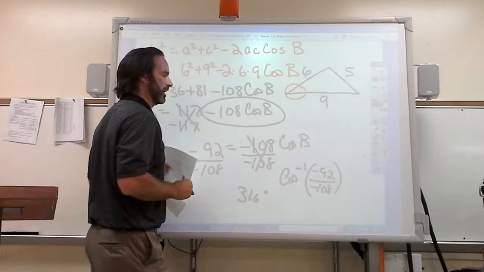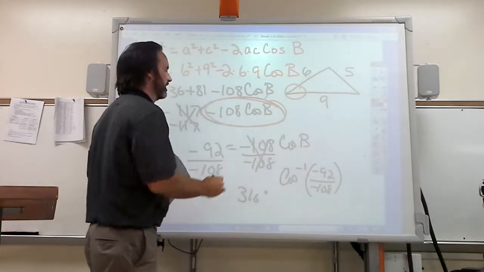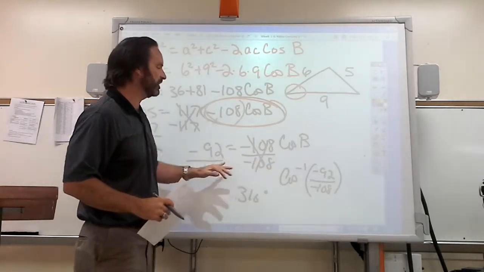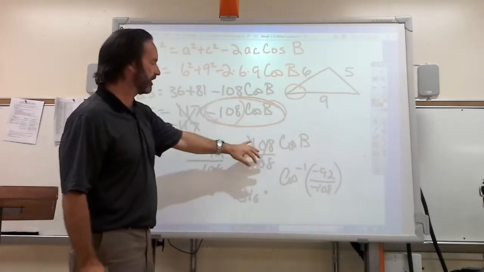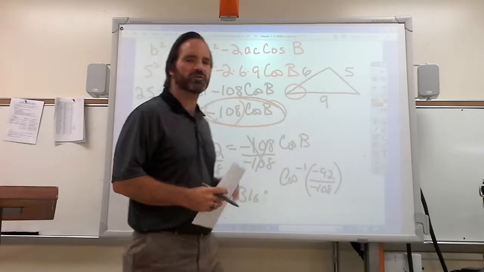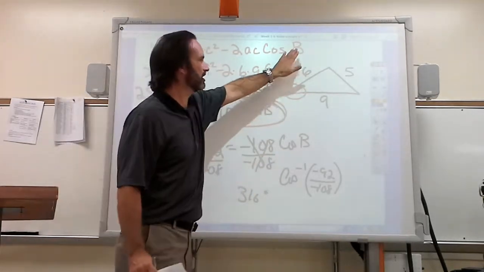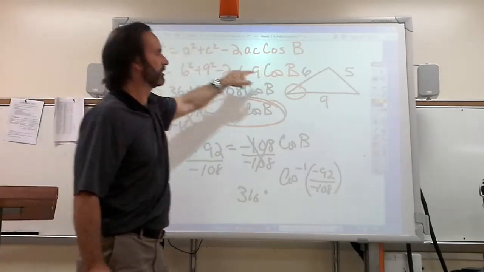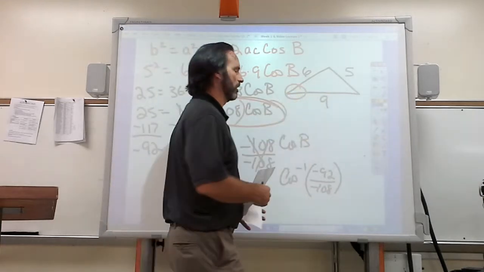Okay? Let me do this in red. This is the factor. That's the negative 108. We divide both sides. So subtract, and then divide by this part here. All right. That's pretty much it for side, side, side. It's not that tough. The big thing is this angle is opposite this side. We put 5 squared equals because we were solving for this angle.